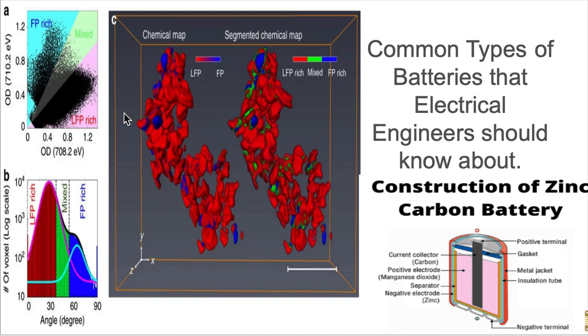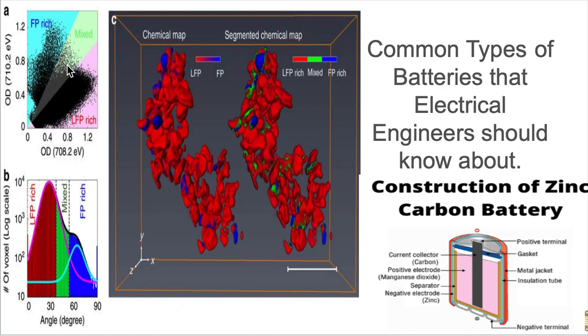So here there's an image on the left side of the screen. It's an image showing the various chemical reactions that occur in batteries. So here this part says chemical map. It's a map of different chemical reactions and stuff. And here's a second map. It says segmented chemical map.